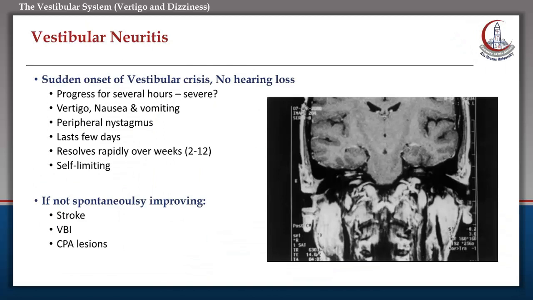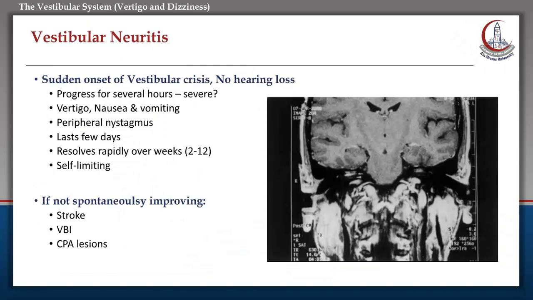It starts very, very strong in the first 24 to 48 hours. And even if we do not treat the patient over the coming week, all symptoms and signs will abate and the patient will become completely normal. This is viral acute vestibular neuritis.